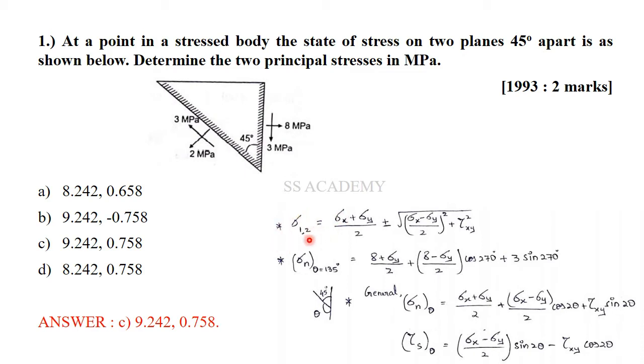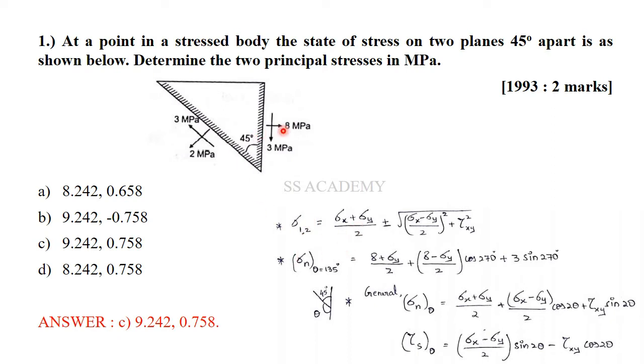For finding principal stress, the formula is (sigma x plus sigma y)/2 plus or minus the root of ((sigma x minus sigma y)/2) whole square plus tau xy square. We know the sign convention: if the shear stress acting is clockwise, it must be used with a positive sign. If it is anti-clockwise, it must be denoted with a negative sign. Similarly, if it is tensile, it is positive. If it is compressive, then it is negative.